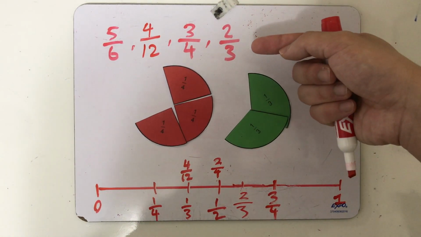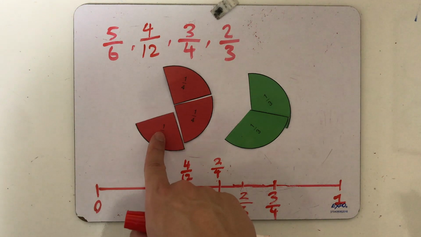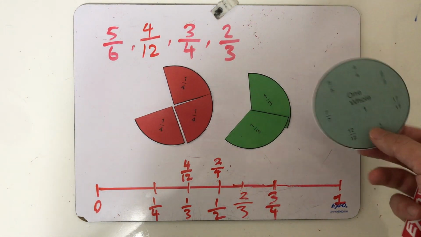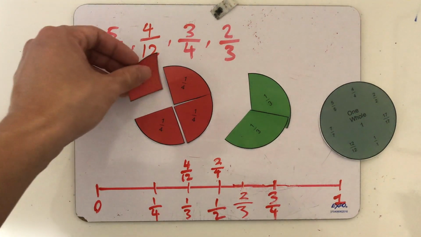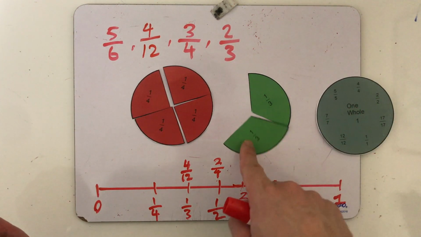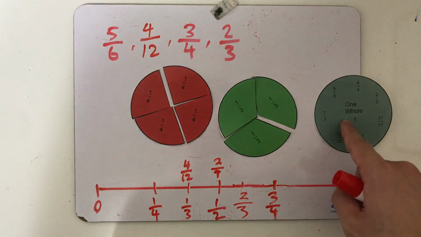Now, where would we put 2/3? Well, I put 2/3 right between 1/2 and 3/4. And I'll show you why. Because in 3/4, how much are we missing to create one whole? Well, we're still missing 1/4, and then we would have a whole circle. But in 2/3, we're missing 1/3 to create the whole circle.